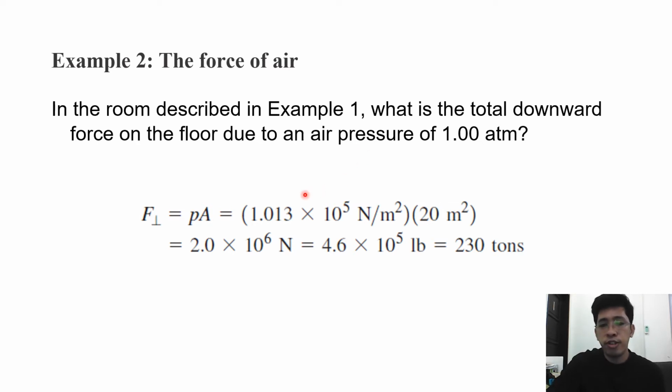So your pressure is just your force per unit area. That means your force is equal to your pressure times your area. The pressure of the air at 1 atm is equal to 1.013 times 10 to the 5 Newton per meter squared, or this is equal to pascals, times 20 meters squared. So that means the force is equal to 2 times 10 to the 6 Newton, or this is equal to 4.6 times 10 to the 5 pounds, or you have 230 tons.